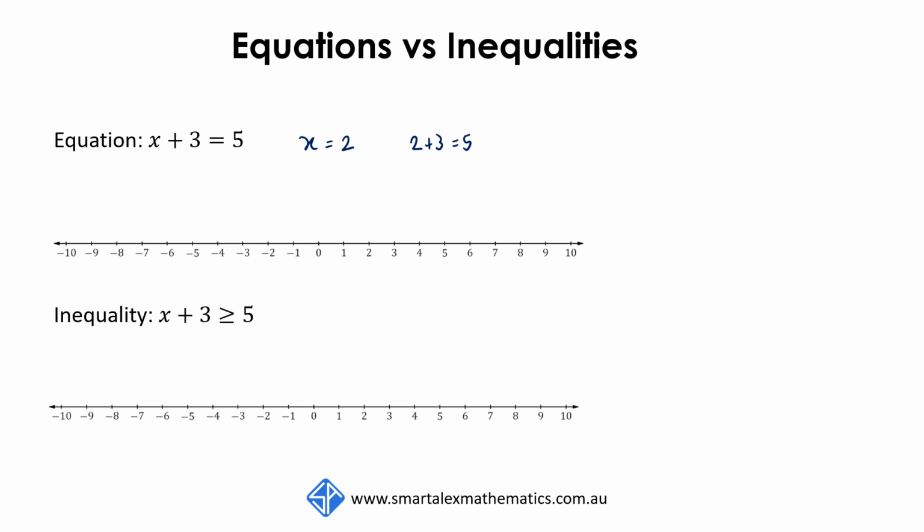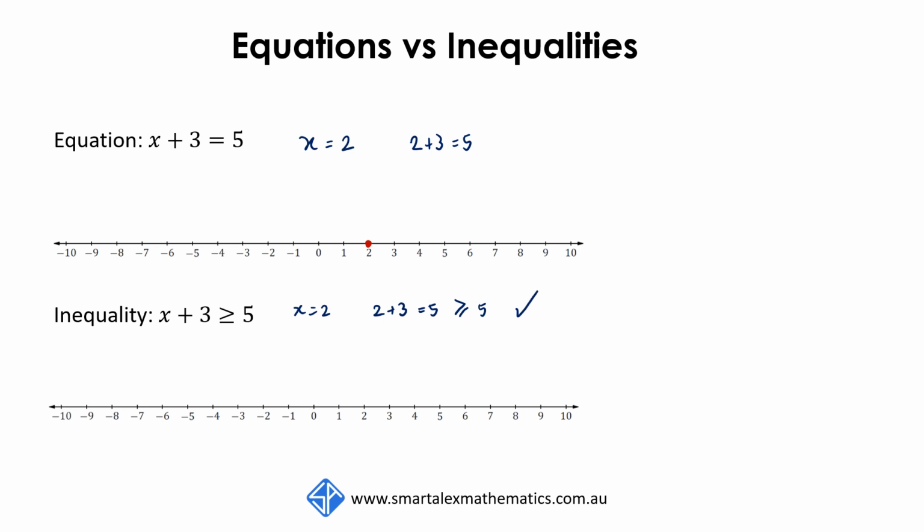To represent the solution to the equation, this is simply going to be a dot at x = 2 on this number line. When we solve the inequality x + 3 ≥ 5, what we're now looking for is the range of values of x that will make it true. If I take x = 2, the left-hand side is 2 + 3, which is equal to 5. Well, that is still going to be greater than or equal to 5, so the inequality will still be true.